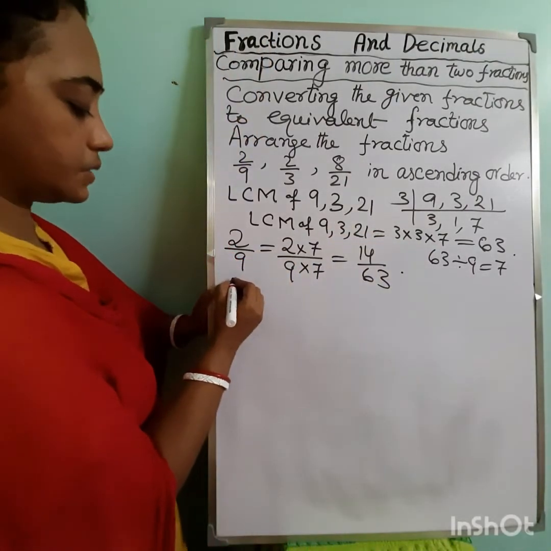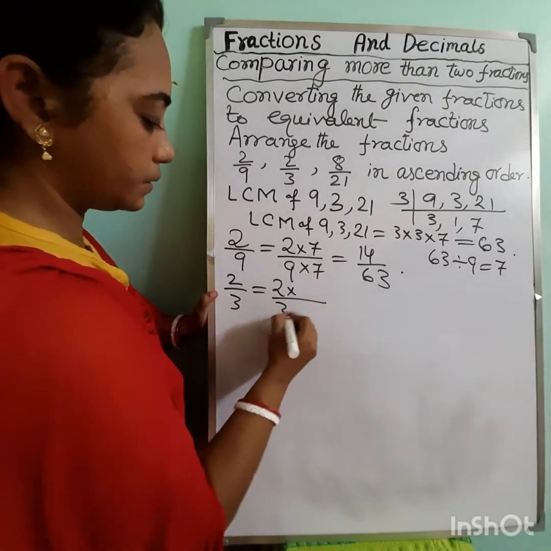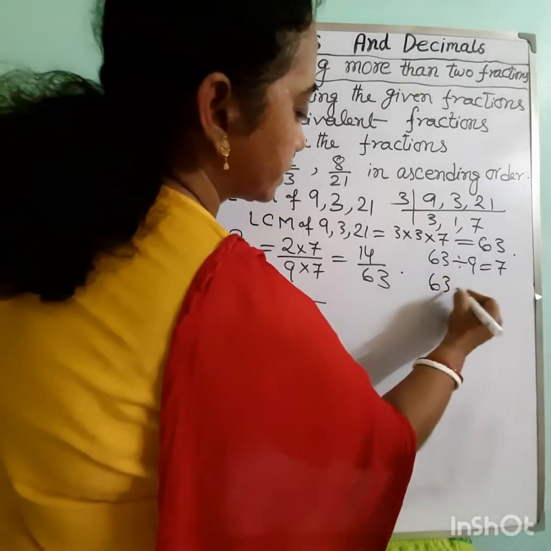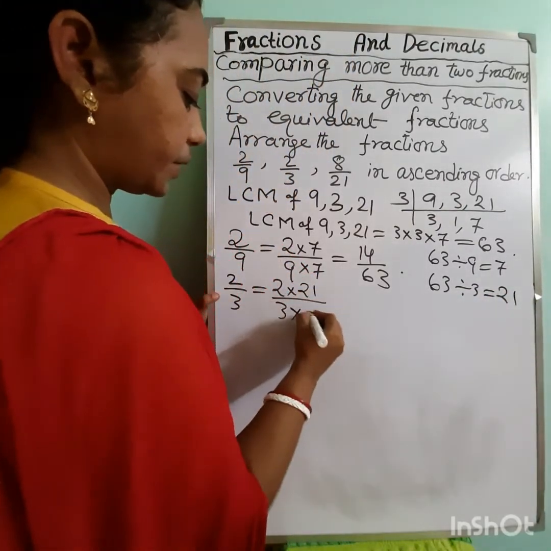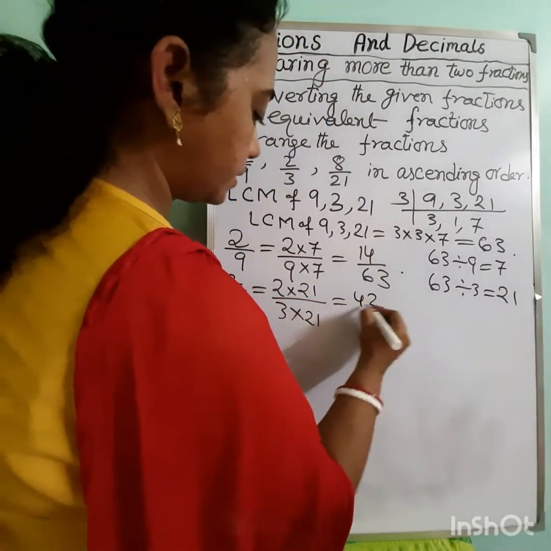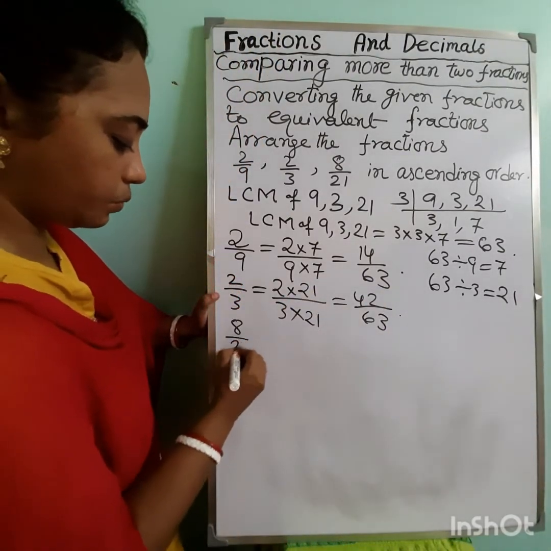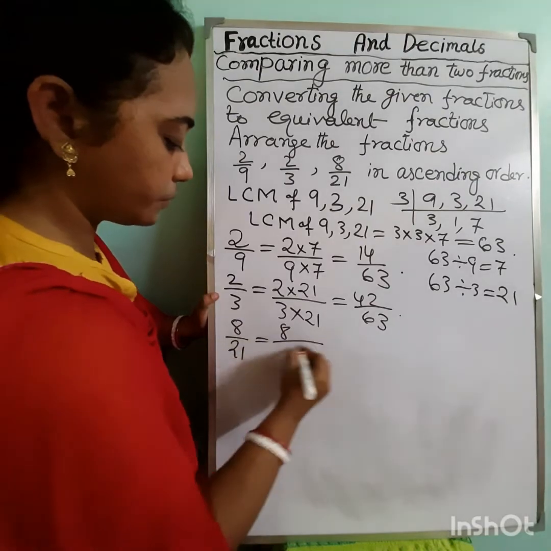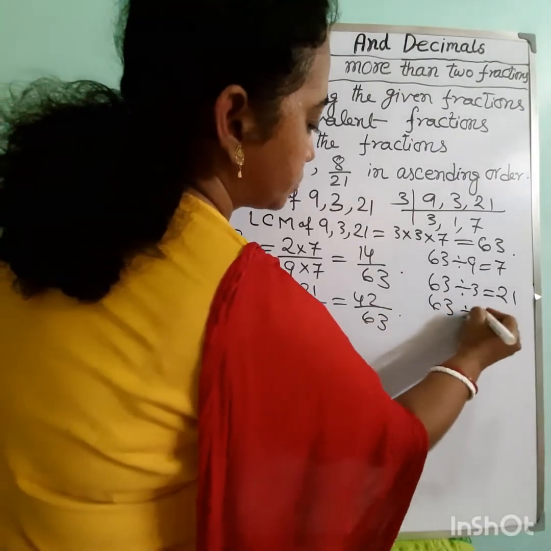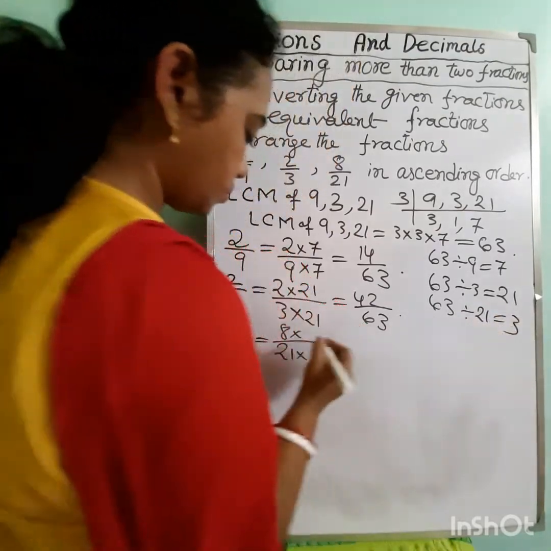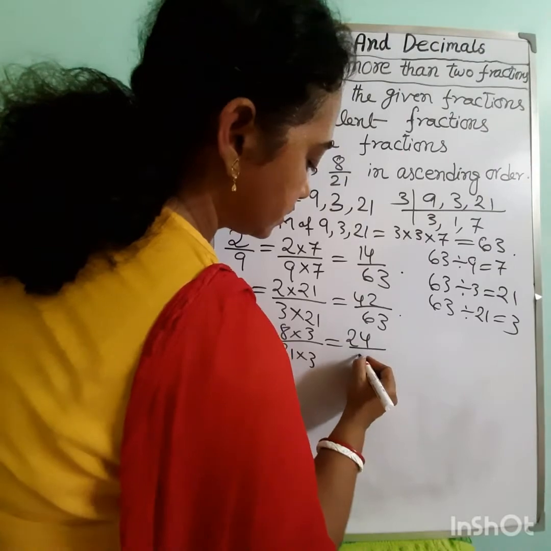Next number is 2 by 3. So here we multiply by which number? Divide 63 by 3. We are getting 21. So here we multiply by 21. That means 42 by 63. And the last number is 8 by 21. So here we multiply by which number? If we divide 63 by 21, we are getting 3. So multiply by 3. So here we are getting 24 by 63.